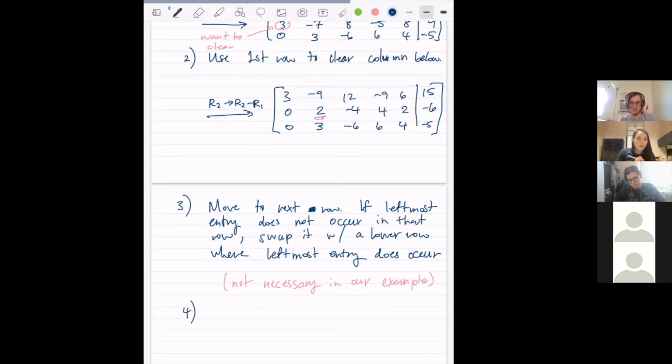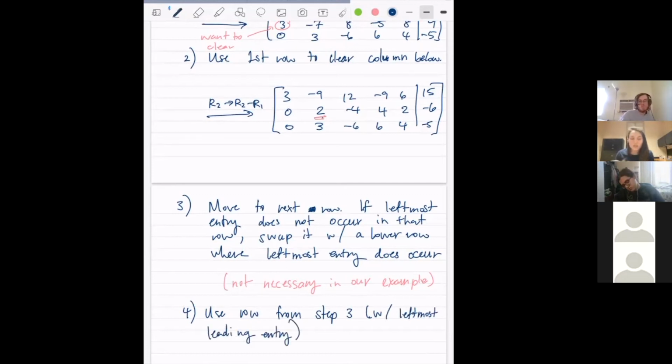step 4, which is going to be to use the row from step 3, the one with the leftmost leading entry, and you use it to clear the column. So similar to step 2. Use the row from step 3 to clear the column in which the leading entry occurs.